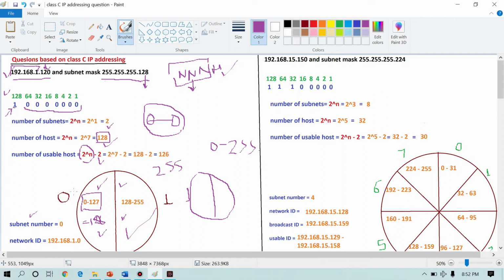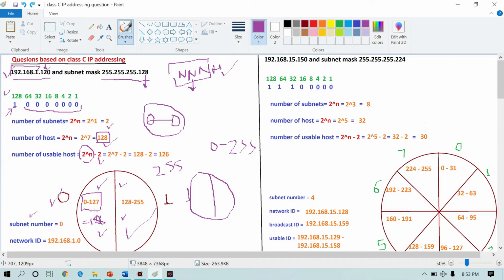120 comes between 0 and 127, and I have labeled this subnet as subnet 0. It depends on us what we want to label it; you can label it yourself also. So I have labeled this subnet as 0 and the other subnet as 1. So my subnet number is 0, as 120 lies between 0 and 127.